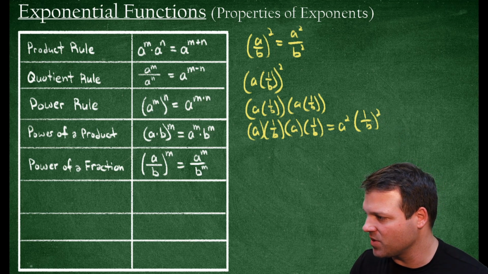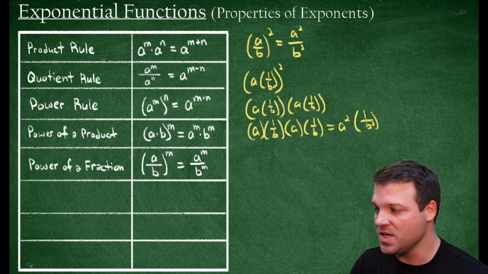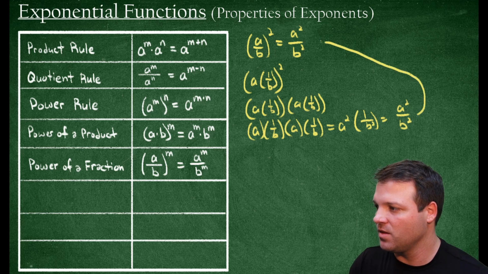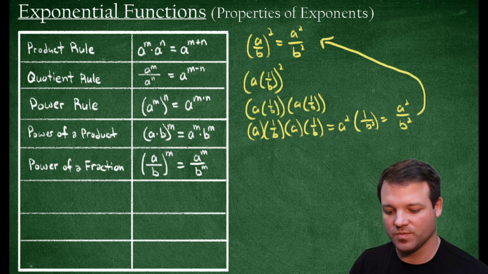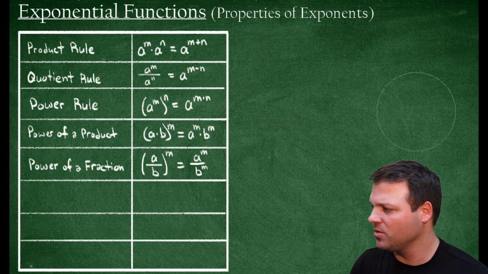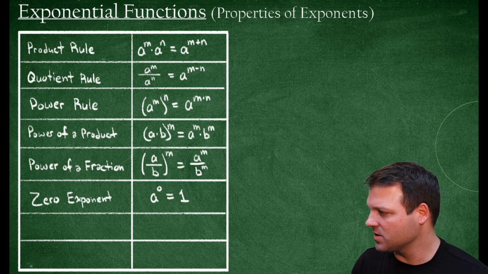Actually, I should probably put that squared inside of here, right? So a squared times 1 over b squared, and if I go ahead and multiply those, I end up with a squared over b squared, and guess what? That is what we were looking for. So we had a little bit of work for that one. We had to be a little bit clever there. All right, let's go to the next one.